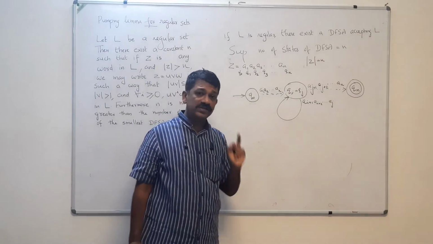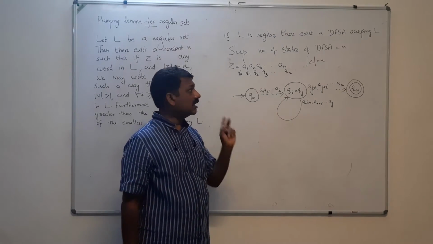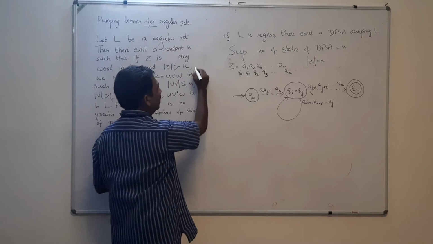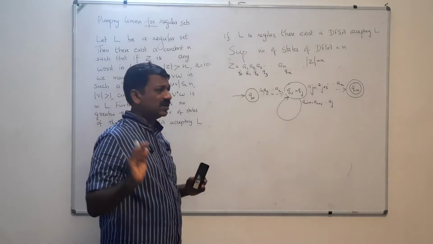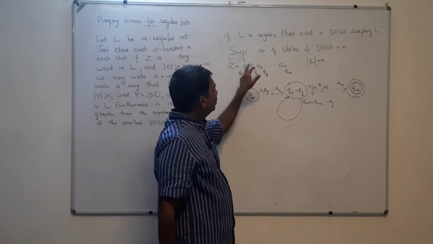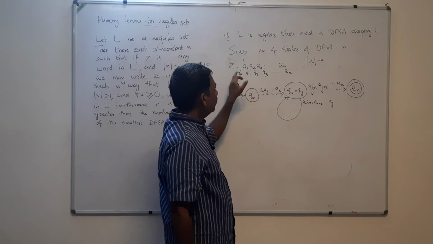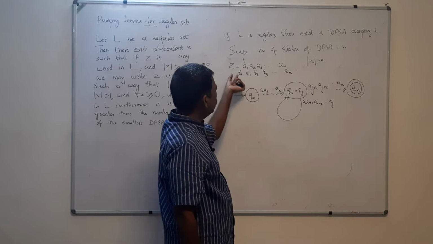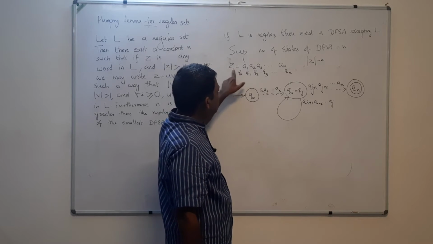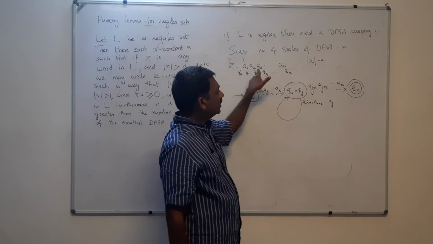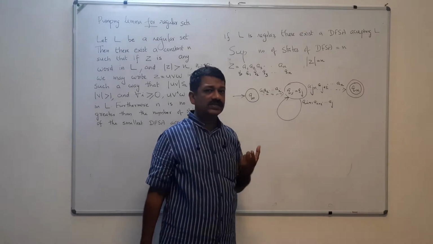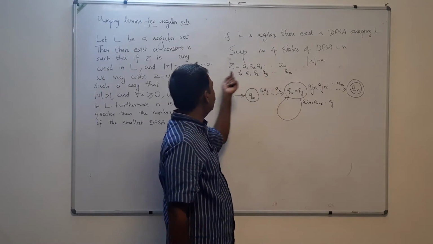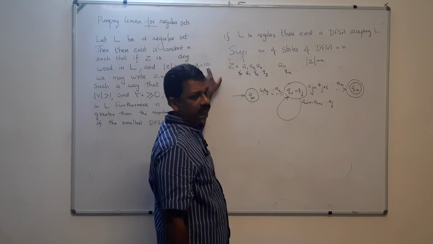Now, as per our assumption, the deterministic finite automaton has n number of states. Suppose that n is equal to 10. 10 states are there. Now, you have carefully chosen Z equal to A1, A2, A3, etc. up to An. That means you have chosen a string which has length n, or length equal to 10.